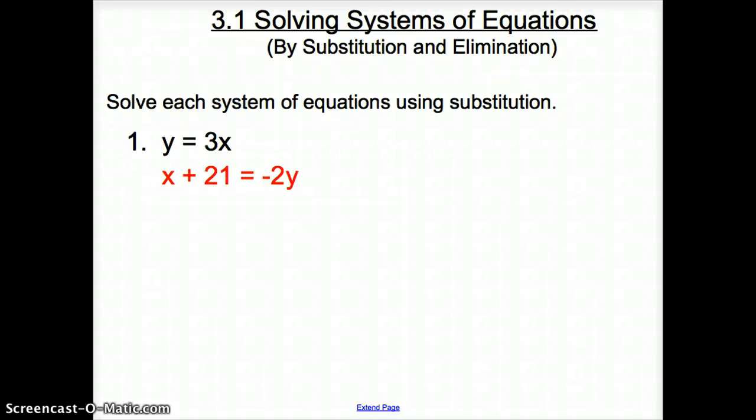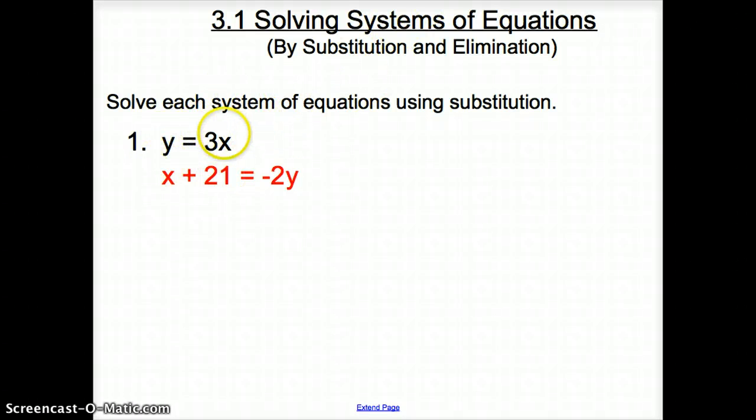Welcome, ladies and gentlemen, to section 3.1, solving systems of equations using substitution and elimination. Now, yesterday, you probably realized that graphing systems worked for some, but did not work for others. They got a little bit messy. Well, now we can use substitution and elimination. So let's go ahead and start with substitution.